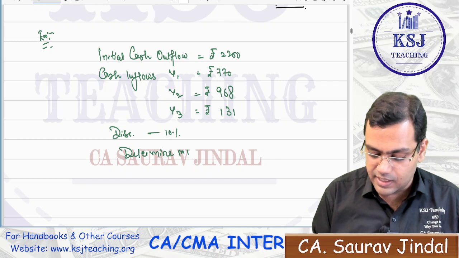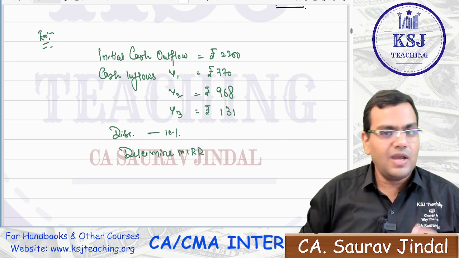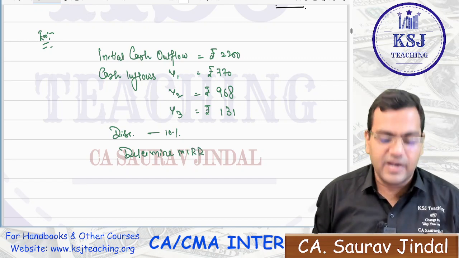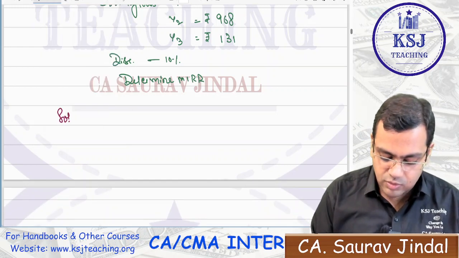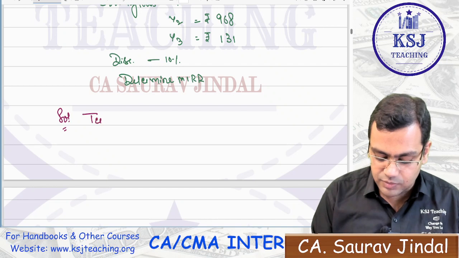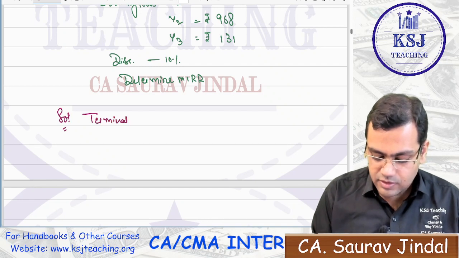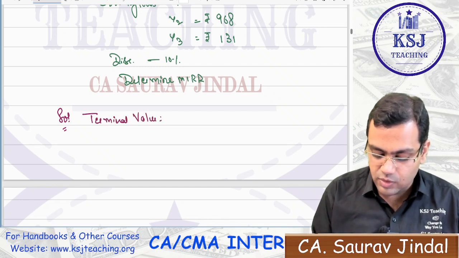Determine MIRR. So it is similar to IRR, sir. You have to calculate the IRR, but in a modified way. So what will be the first step here? The first step here will be to calculate the terminal value. How will you calculate terminal value?